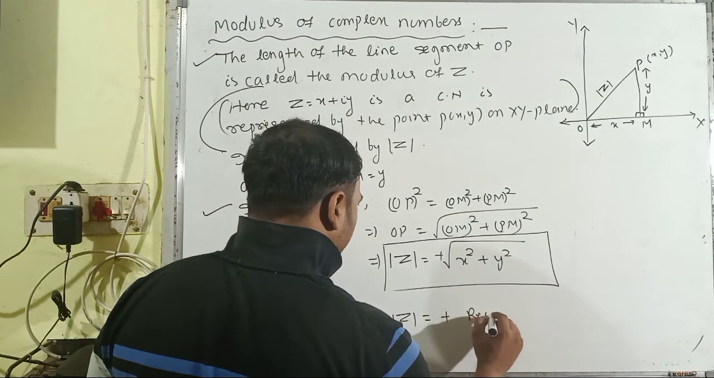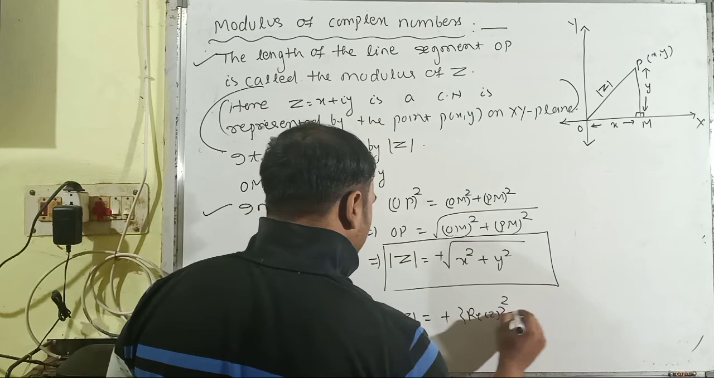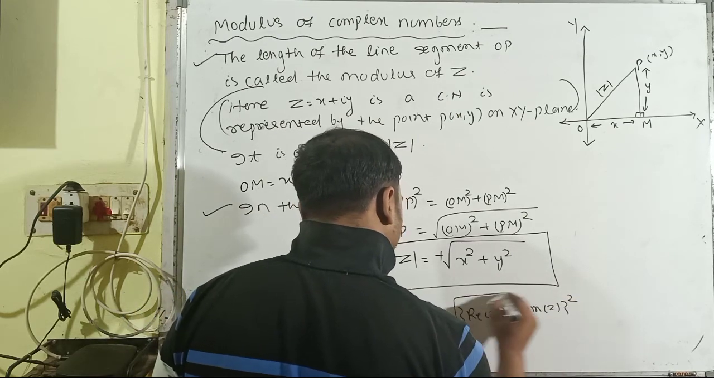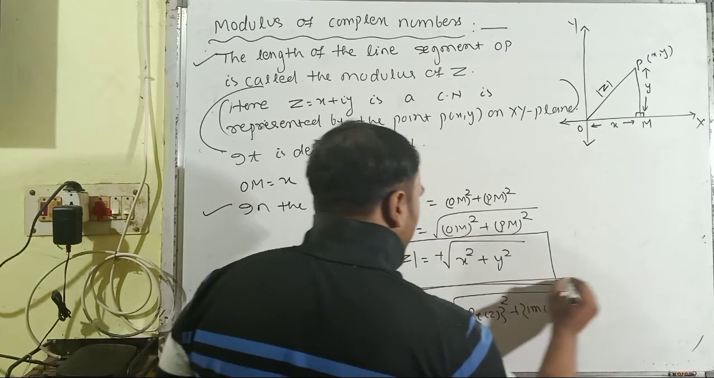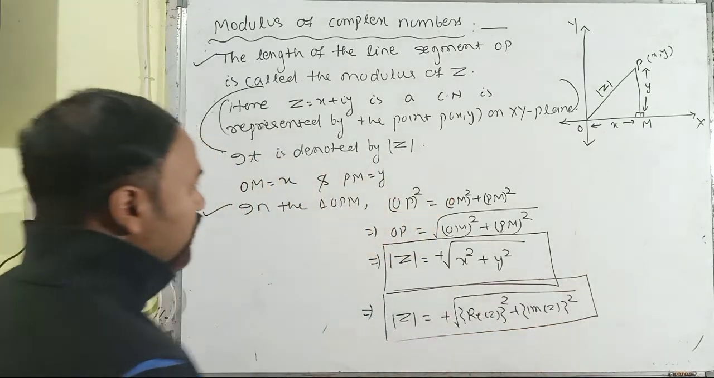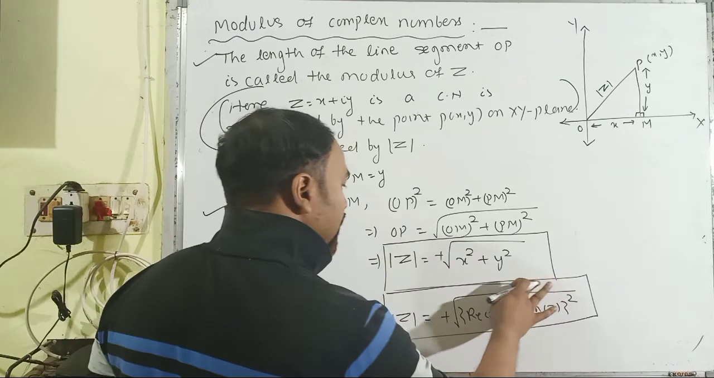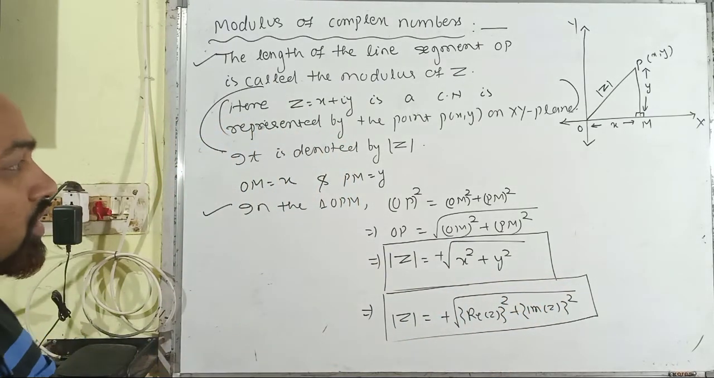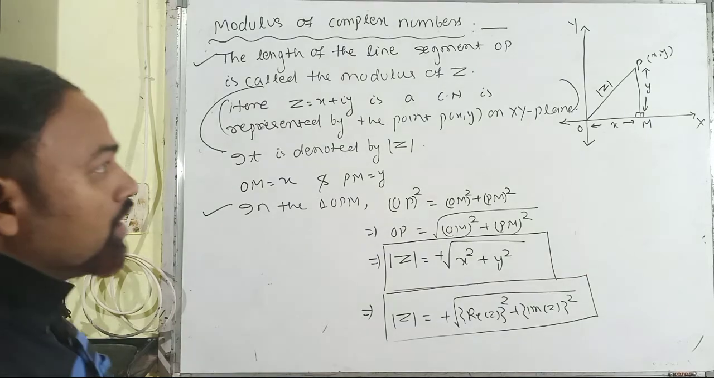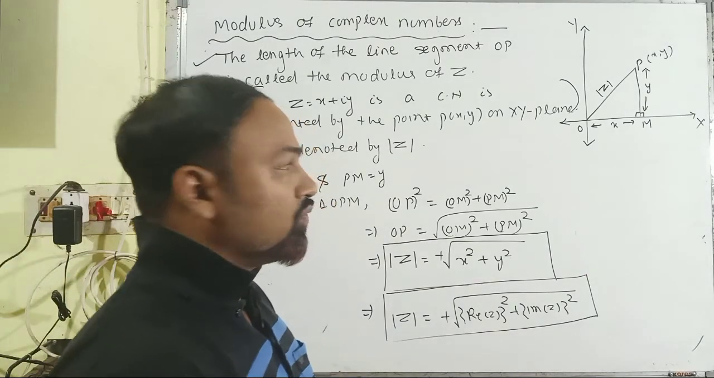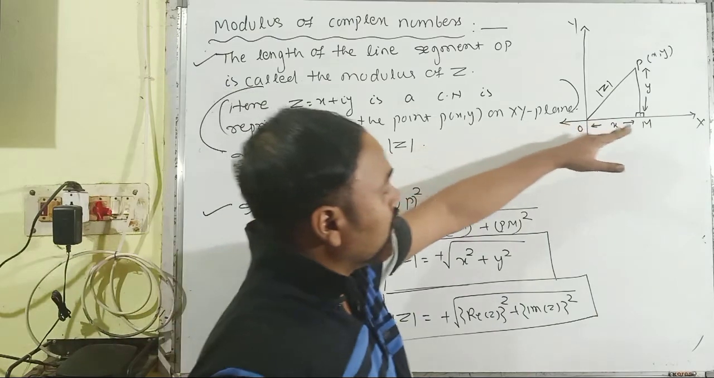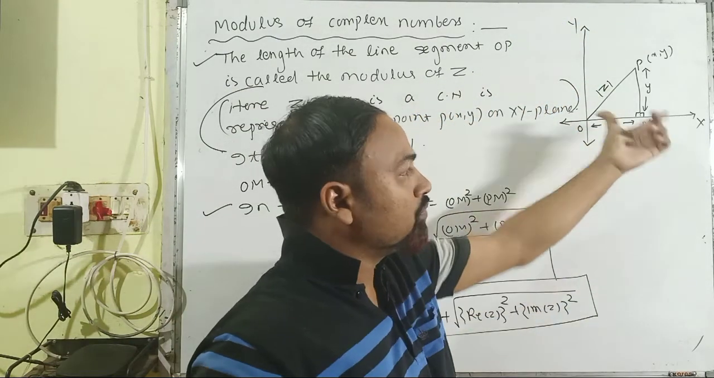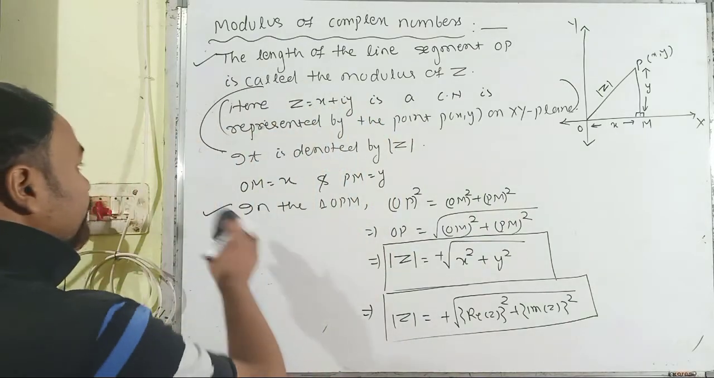It is the square root of the square of the real part of z plus the square of the imaginary part of z. This is another form to represent the modulus of a complex number. Then let us discuss the angle that is formed by the line OP with respect to the x-axis.